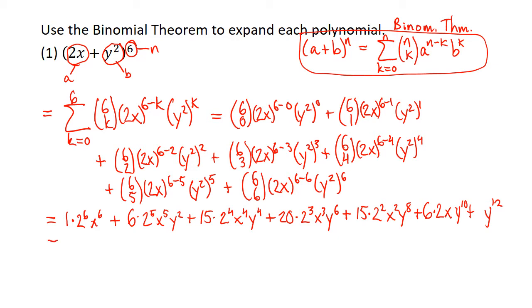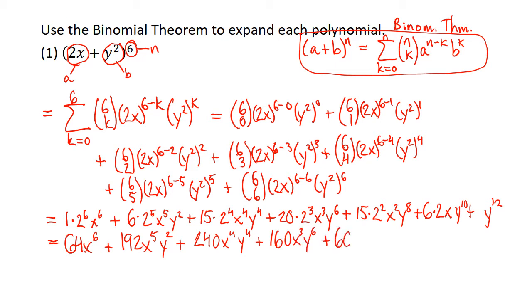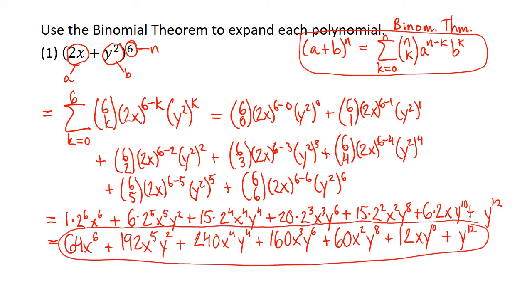Okay, so this is going to be 64x to the 6th plus 192 x to the 5th y squared plus 240 x to the 4th y to the 4th plus 160 x cubed y to the 6th plus 60 x squared y to the 8th plus 12x y to the 10th, and then finally just y to the 12th. And that is the final answer there with complete simplifications. All right.